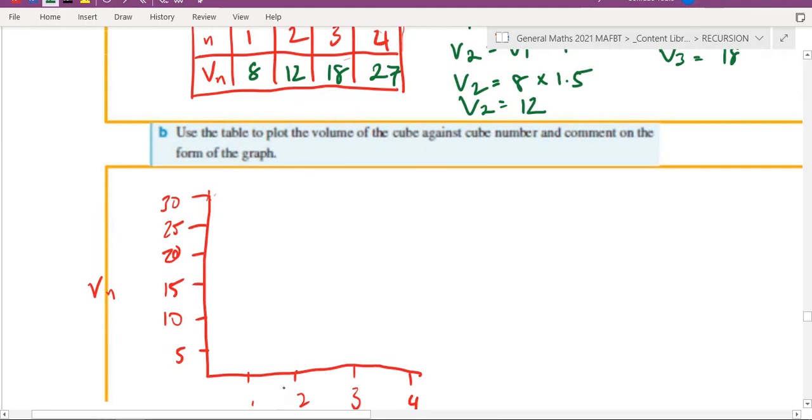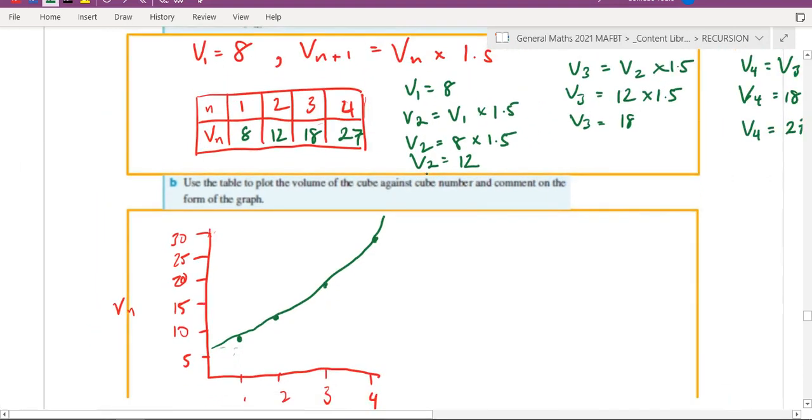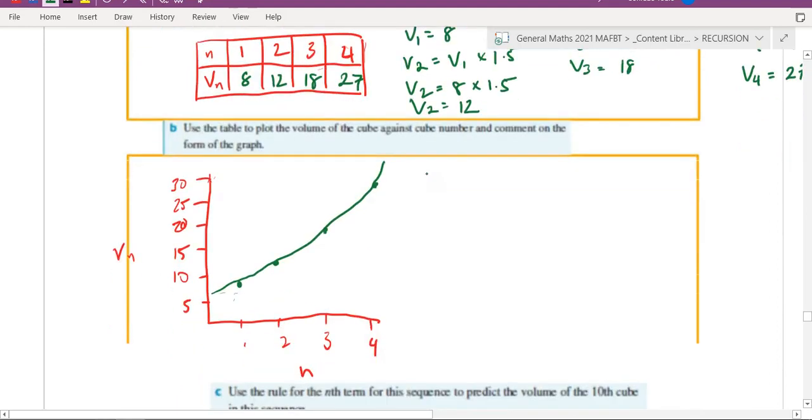So first one, 1, 8, so 8 is about here, I would say. 2, 12, so that should be about here. 3 is 18, so that would be about here. And 4 is 27, so that's probably about here. So you can see, if you did it properly, this shouldn't be a straight line, it should be a slight curve. So it should curve slightly, not by much. And in terms of the form, this is non-linear. But it's positive, and we can't really tell the strength, but it's non-linear positive.